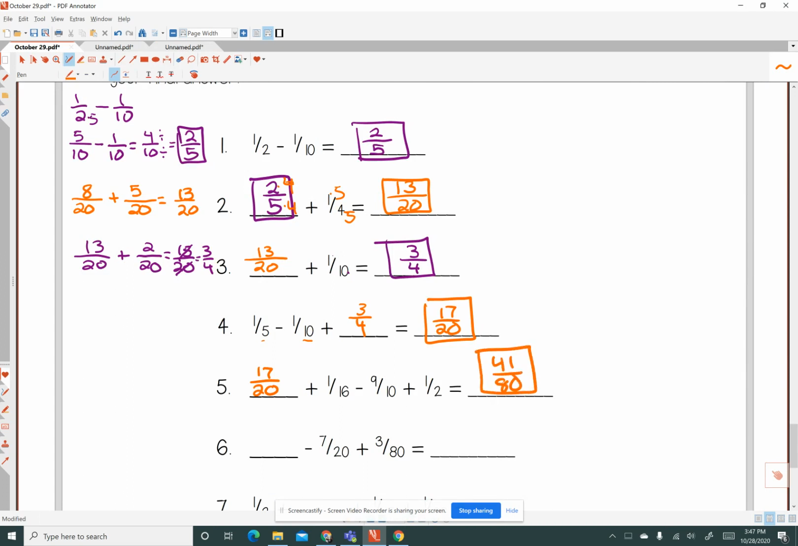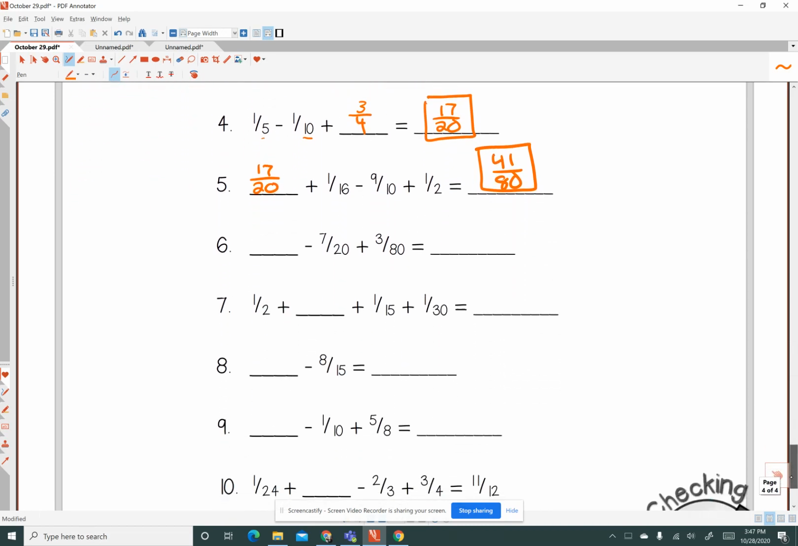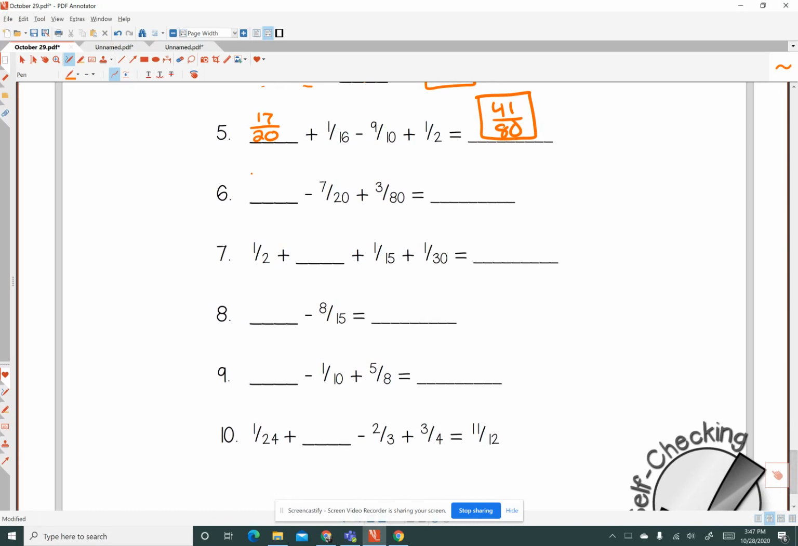Okay, 5 more and we're done. So let's put our 41/80ths here, minus 7/20ths plus 3/80ths. So let's convert the 20 to 80ths. So 20 times 4 is 80, 7 times 4 is 28. So 41 minus 28 plus 3. So 41 plus 3 is 44. And 44 minus 28 is 16.